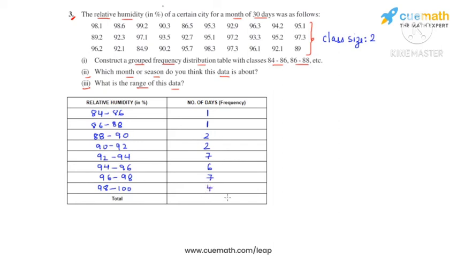Now if we sum up the frequency, that is the number of days, we get a total of 40. That tells us that we have not missed any of the days. The observation we make from this is that the relative humidity was 92% and above for a period of 24 days of the month. Since the relative humidity percentage is very high, it must be data from a month of the rainy season. So the answer for the second point is rainy season.